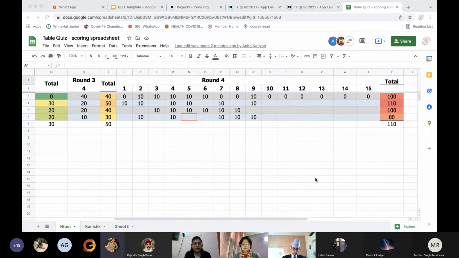Excuse me, ma'am. Ma'am, in school uniform? Yes, of course, in school uniform, Mudit.